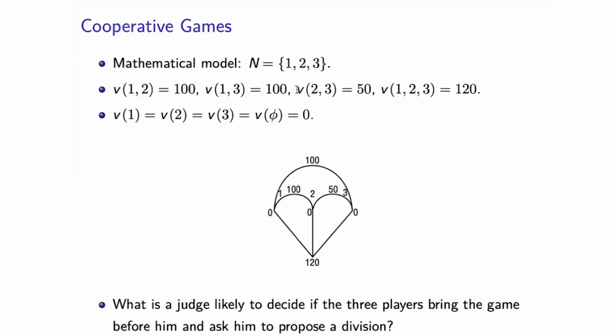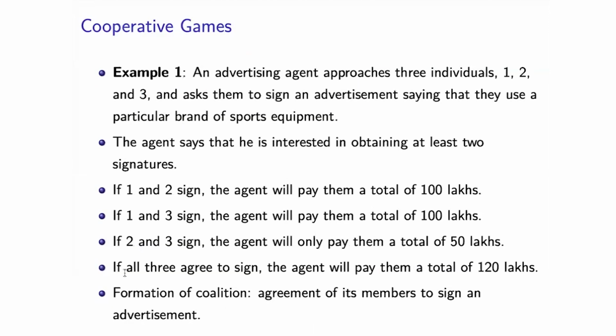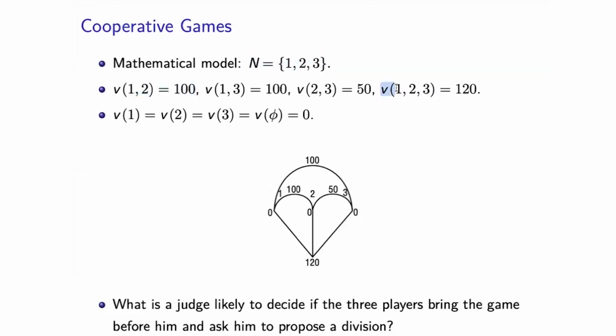So therefore the value of the coalition formed if only 2 and 3 agree to sign is 50, right? And similarly, if all three agree to sign, then we know it was 120 lakhs. So mathematically, we can write this as V of {1,2,3} is 120, right? This is just translating what we had into the language and mathematical formalism of cooperative games. But remember, it's not that we just have to assign numbers to these coalitions. We have to assign it to all subsets of N, right?